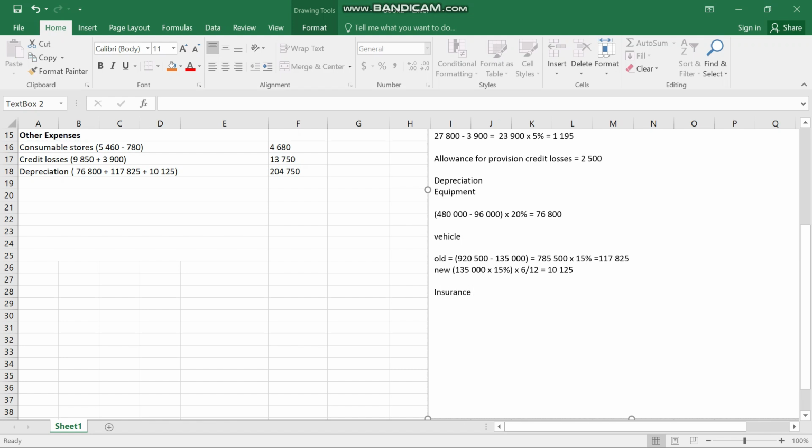Insurance, we've been paid up to 10 months. We have paid up to 10 months. So we have to calculate 12, right? So it's 11,300 divided by 10. So it'll give you how much we pay per month, right?